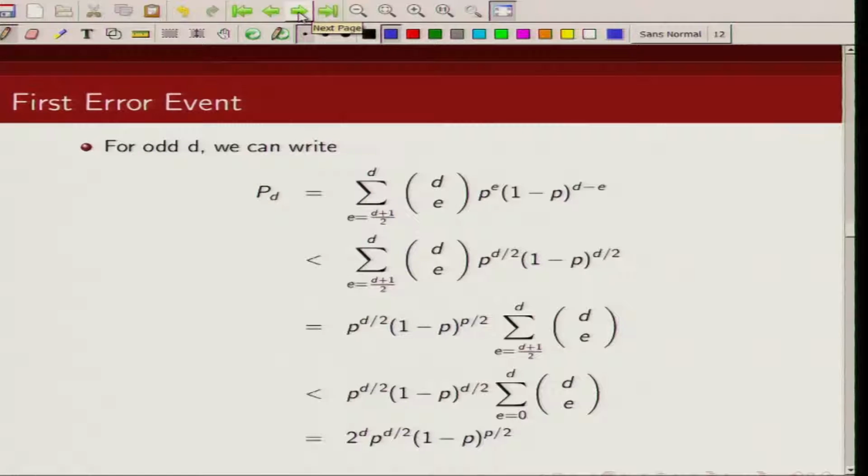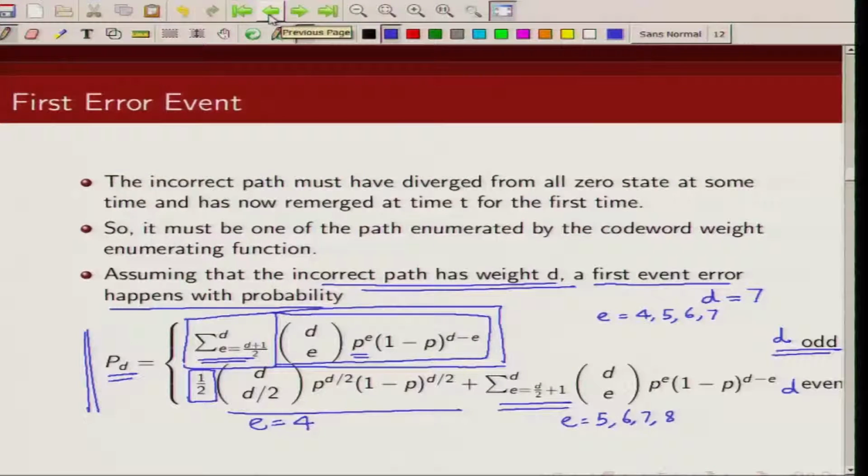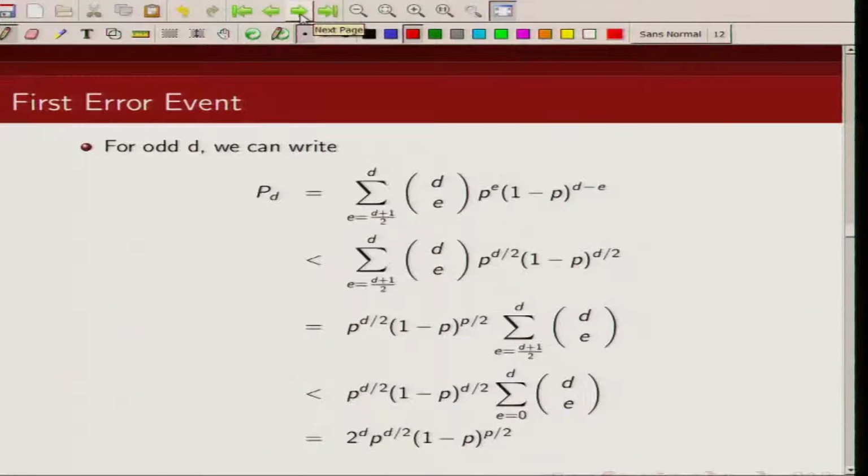So, let us first try to simplify the expression for the probability of first event error. So, this was the expression for first event error probability. Let us try to simplify it. We will first do it for when d is odd, and then for when d is even. So, when d is odd, the expression is given by this.